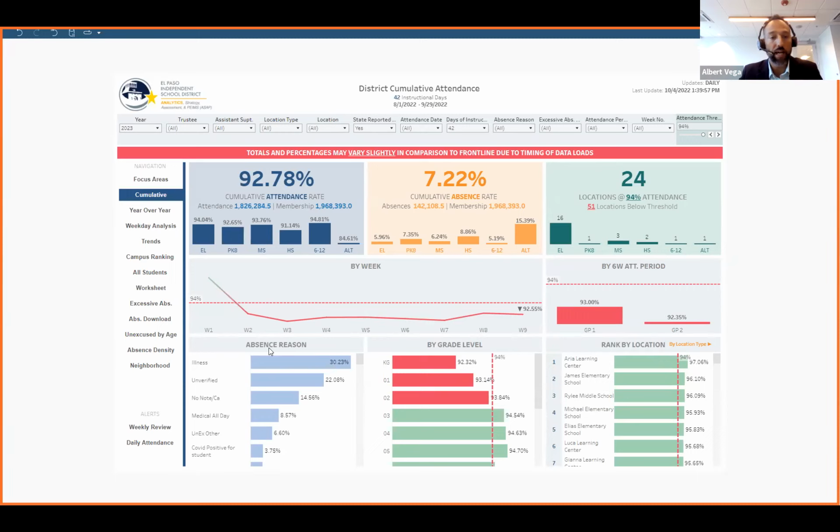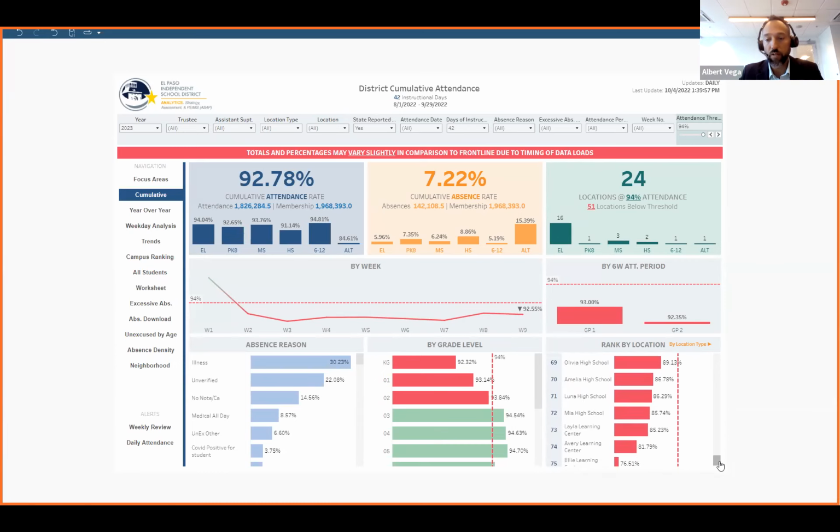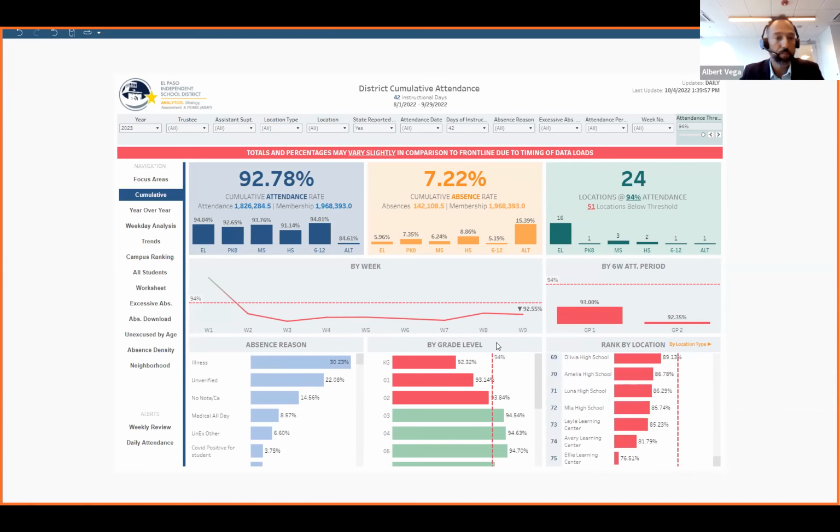We've also listed out the absence reasons, starting with illness and unverified, and so on. We've also identified those by grade level. We do have that threshold identified here in the red dotted line. Anything that meets or exceeds the 94% will be highlighted in green, and anything below will be in red. We've also ranked campuses by their attendance rate. So you can see the very top campus here, Aria Learning Center, is at 97.06, well above the 94% threshold. But as we scroll down, you can see those campuses that have dropped below it.